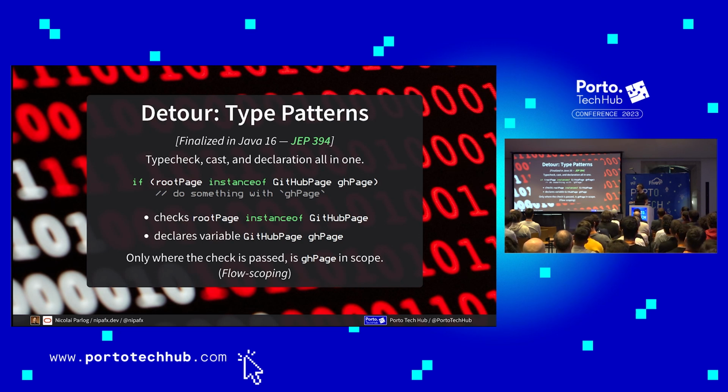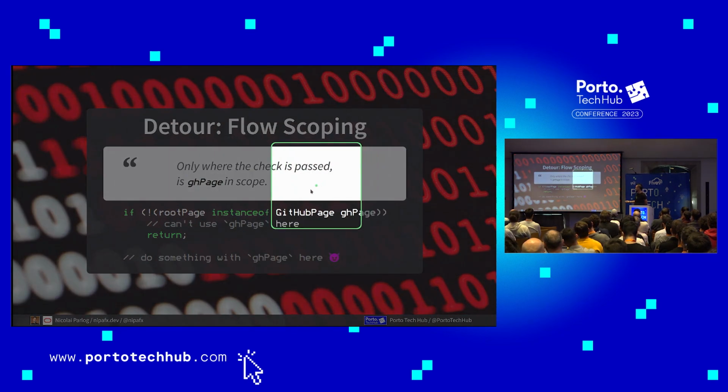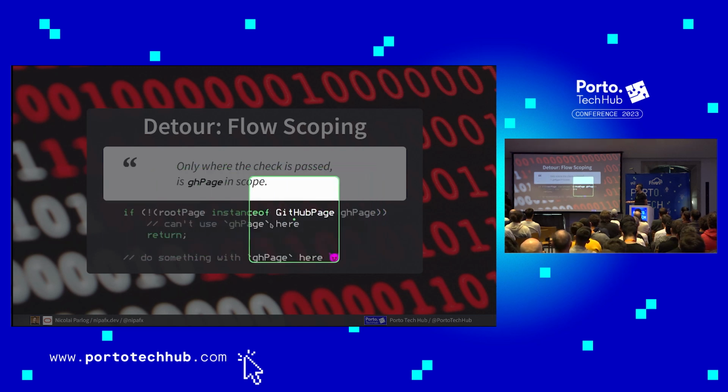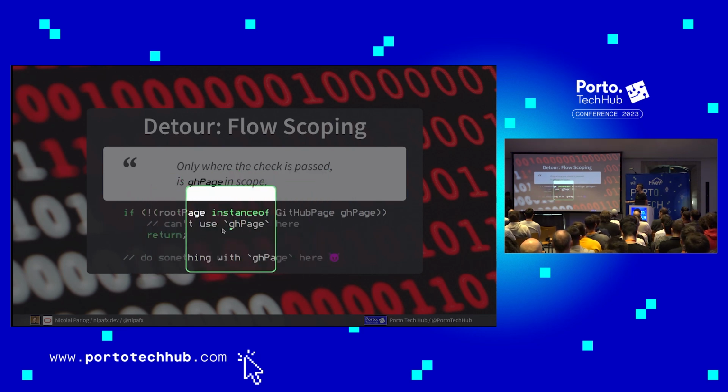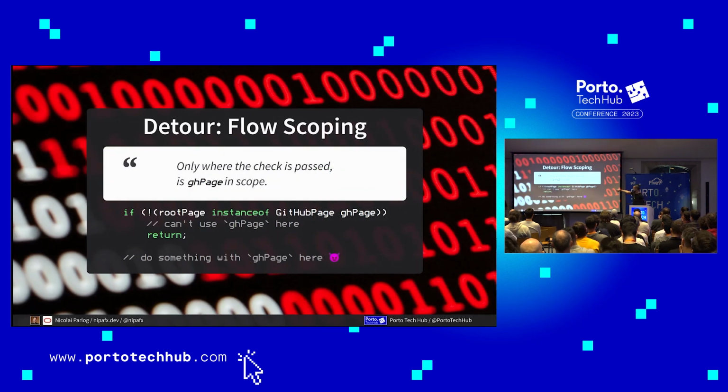Let's focus on flow scoping. Only where the check is passed is ghPage in scope. You can build some funny things with this. So for example, you can say, if the root page is not an instance of GitHub page, then in here the check is false. So in this if block, I cannot actually use the variable. The compiler understands that the check is negative here. But then I return and go out of the method.